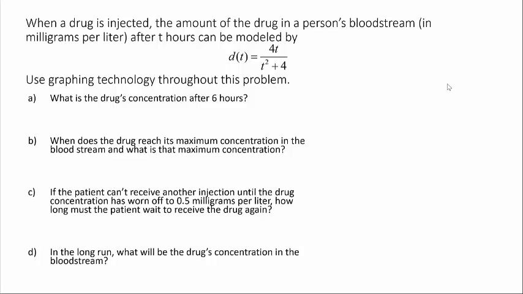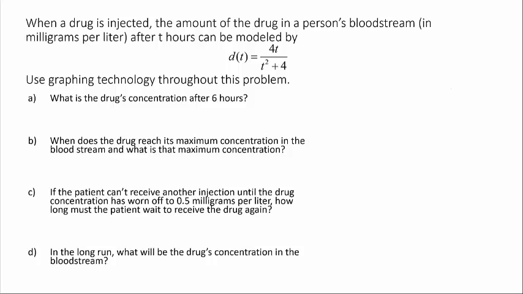If a patient can't receive another injection until the drug concentration has worn off to 0.5 milligrams per liter, how long must the patient wait to receive the drug again? Okay, so that tells me that we need to maybe put an output value like y equals 0.5 in there, and see where that happens. And then in the long run, what will the drug's concentration be in the bloodstream? So in the long run, that tells me, does it have a horizontal asymptote? Is it tending towards some value long term?